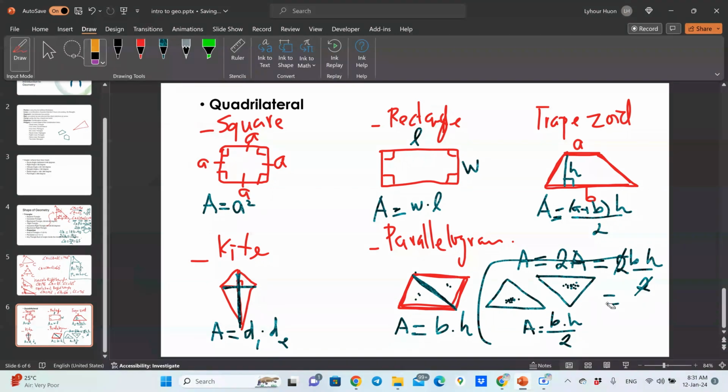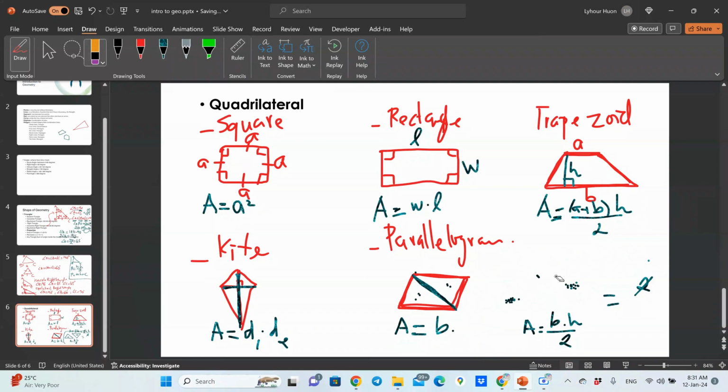1, 2, 3, 4, 5. Okay, we have 5 shapes. Now the perimeter.